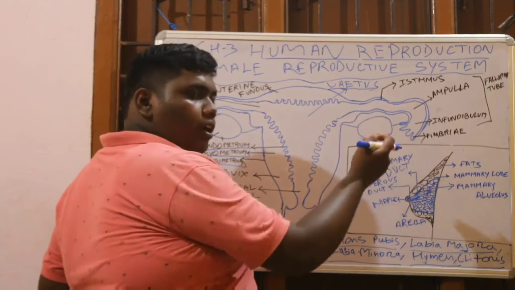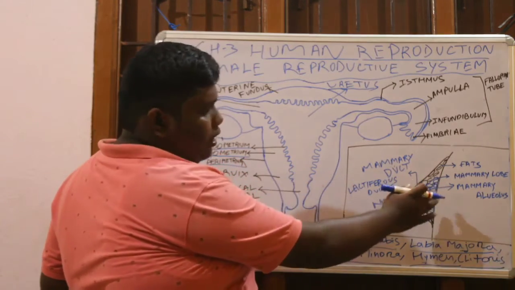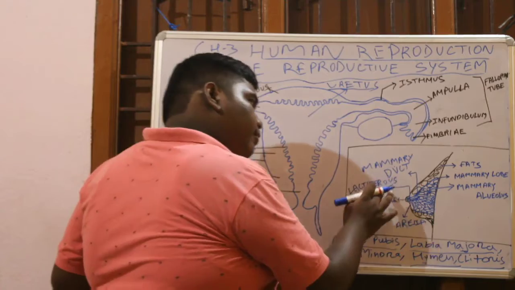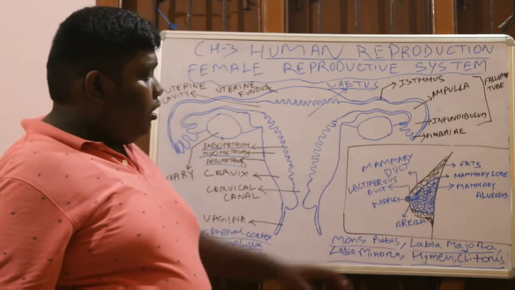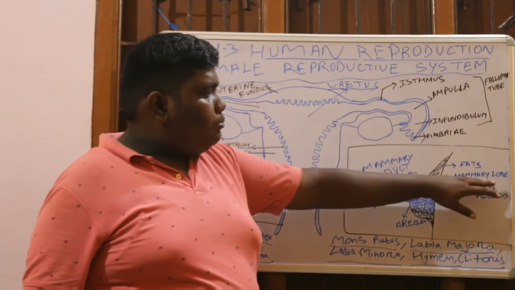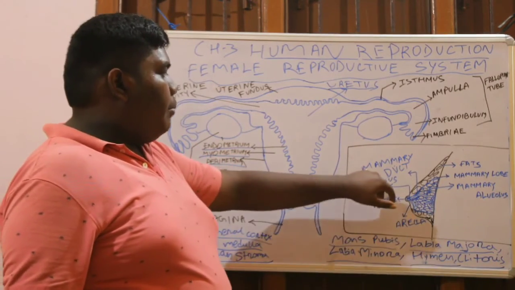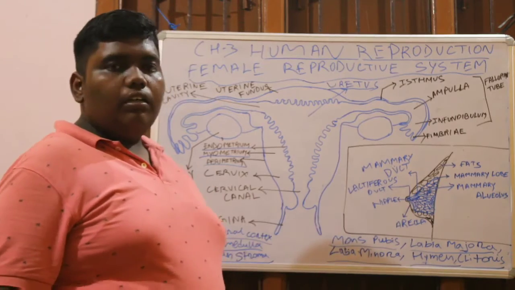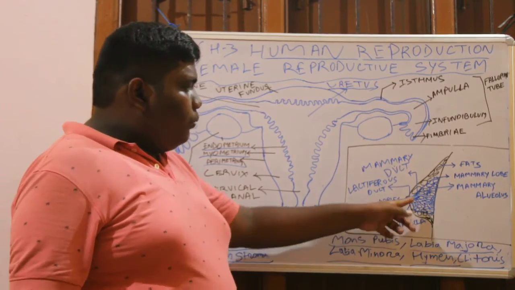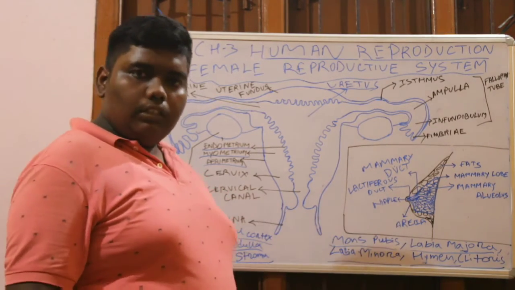When the time comes, these mammary lobes, which are connected to the mammary duct, release the secretion into the mammary duct, and this mammary duct then further connects to the lactiferous duct, which is connected to the nipple region from where the milk is sucked out.